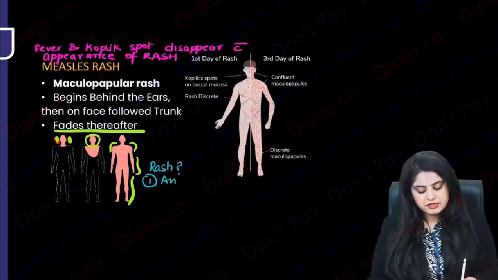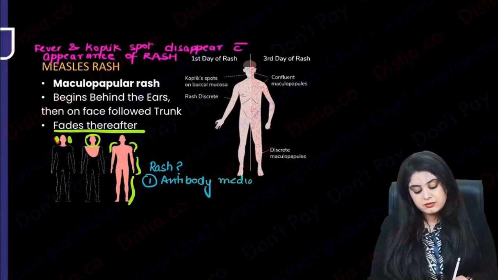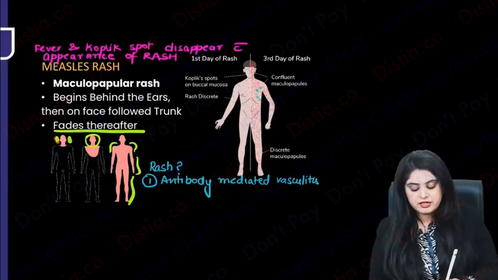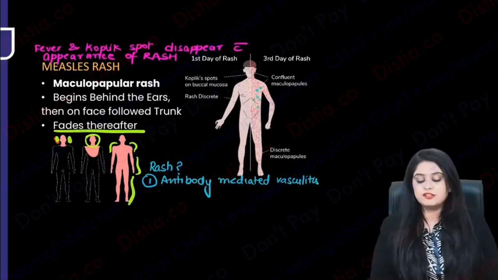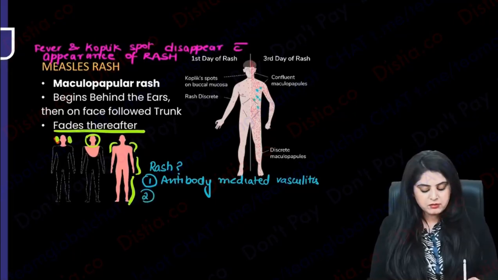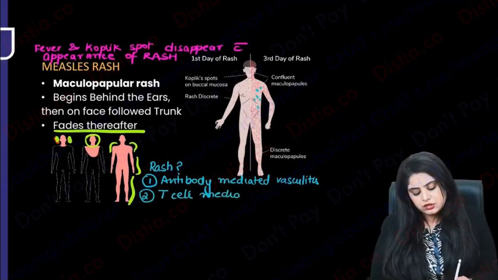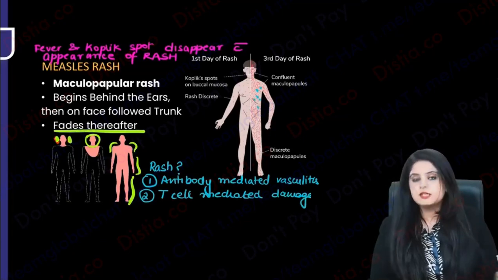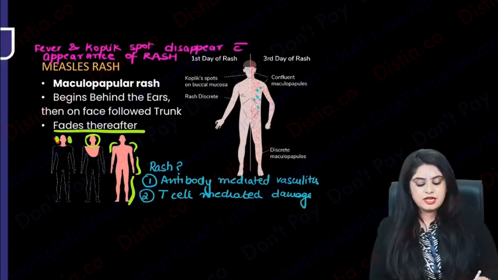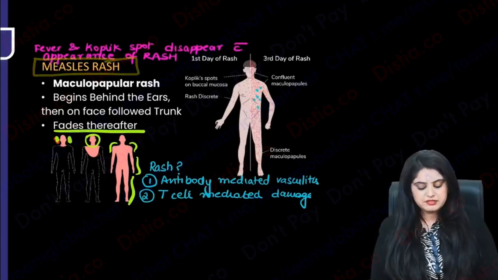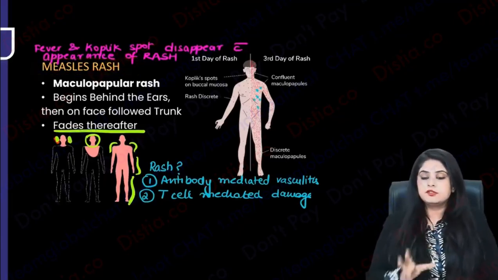Number 1, it is said it is probably an antibody-mediated vasculitis. So it is an antibody-mediated phenomenon, and why are they calling it vasculitis? Because they are saying that maybe that is why it has those red kind of spots. Some say no, it's not antibody mediated, it is probably a T cell mediated damage. So there are lots and lots of theories going around it, and yes, you should be knowing. So antibody mediated and T cell mediated damage, and that is what is going to be the measles rash. Fever, spots, rash.